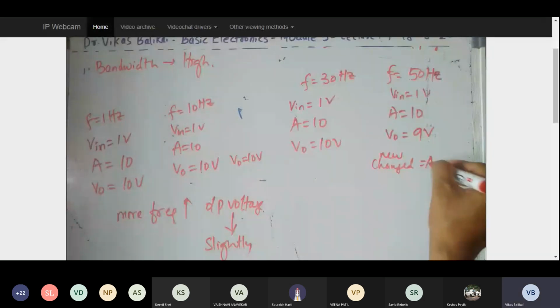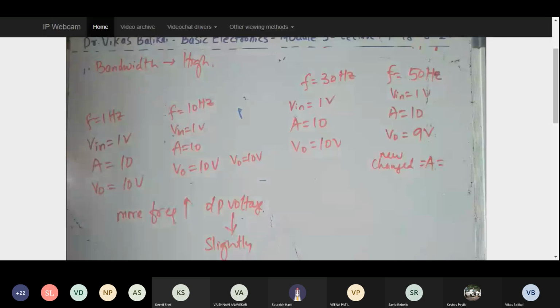Actually, what has happened to the gain? I was expecting 10 because I set the gain as 10, but I am getting output voltage as 9. Now tell me what has happened to the gain. Has the gain increased or has the gain reduced? Reduced. The gain has decreased from 10 to 9. At what frequency? At 50 hertz.